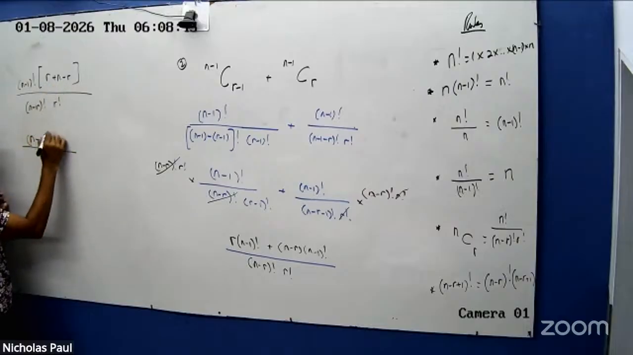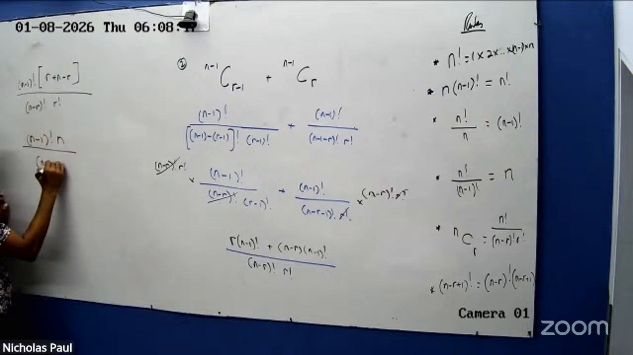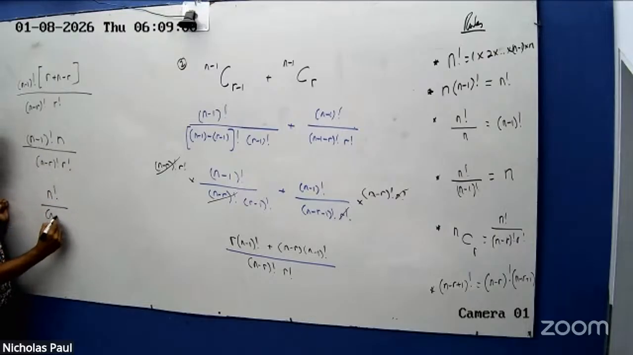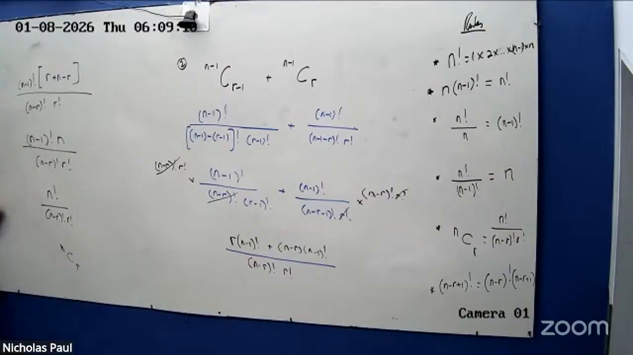So now you have this. What is n times n minus 1 factorial? The rule there. This is nCr. That's it.